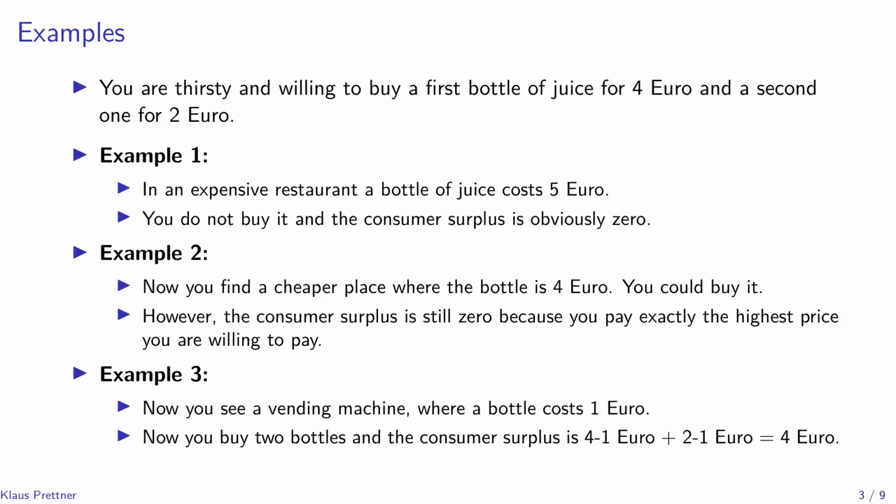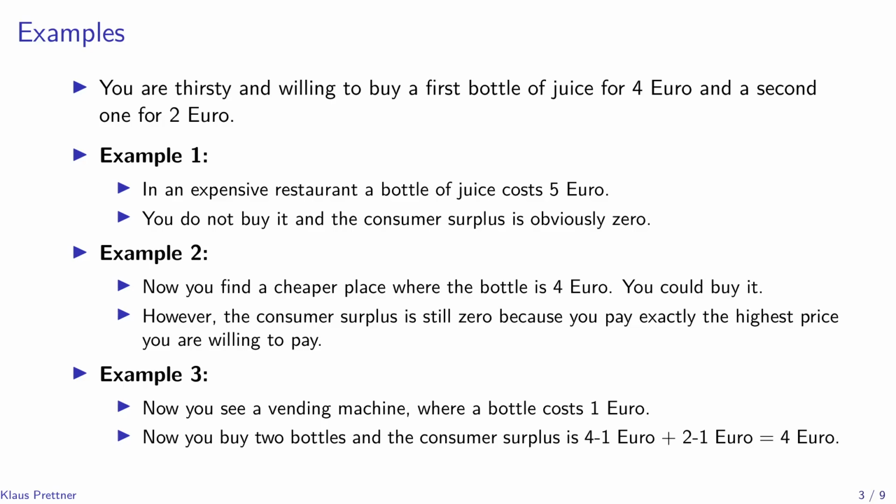Now imagine you're walking further, and you find another restaurant where a bottle costs €4, so it's less expensive. Now this is exactly the amount that you're willing to pay for the first bottle. So perhaps you buy it, but if you buy it, it's important to note that you paid exactly the maximum price that you are willing to pay. So in this case, there is also no consumer surplus. The consumer surplus is zero. You are not worse off, but you are also not gaining any extra benefit by buying this bottle of water or juice.